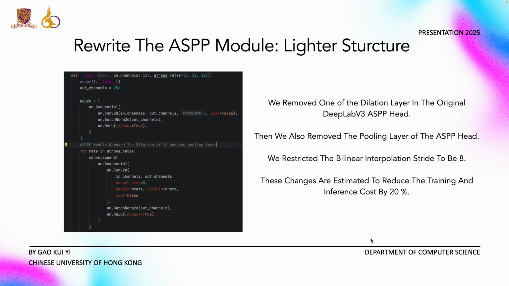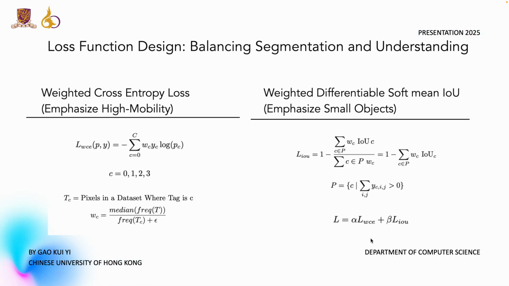So we rewrite the SPP module by deleting one of the SPP layers of atrous rate of 24, and then we try to remove the image pooling layer of the SPP head. And also the bilinear interpolation stride is 8 instead of 16, and these will be reducing the training and inference cost by 20% than the original network.